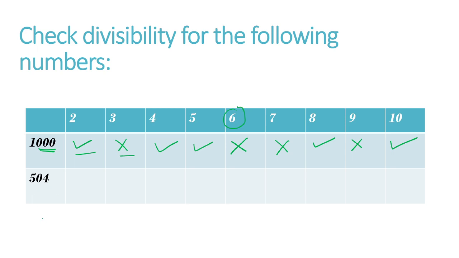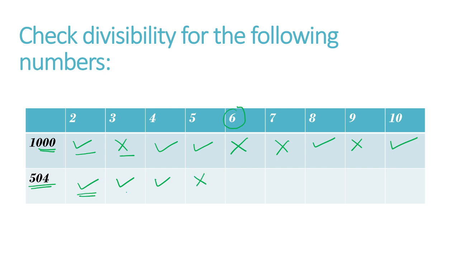For example, if it is divisible by 2, write that 2 in the check box. From the given number, this 504. Check for 504 now. Yes, 2 is there. Go for the next number. Yes, 3 is there, because the sum of the digits is divisible by 3. Yes, 4 is also there. What about 5? It is not ending with 0 or 5, so it should not be.